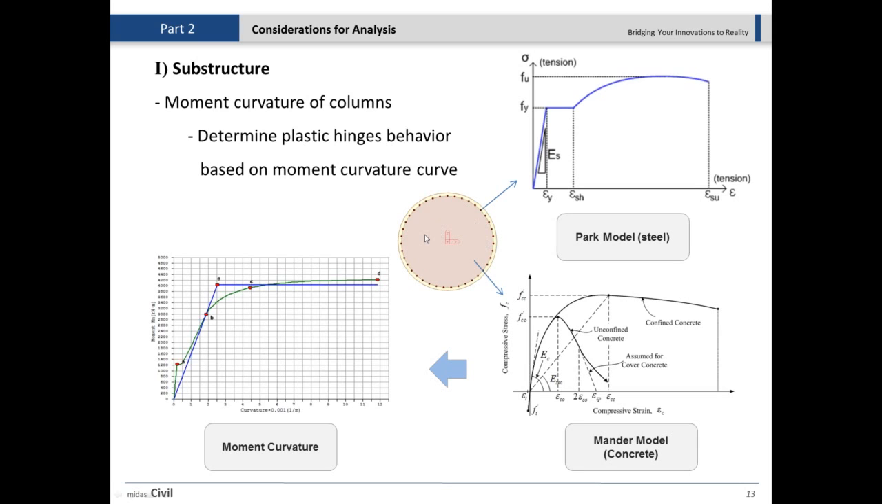The core concrete inside will be confined, and then the cover concrete will be unconfined. So this is a pretty well-known method. I'm just explaining it for people who are new to this method.